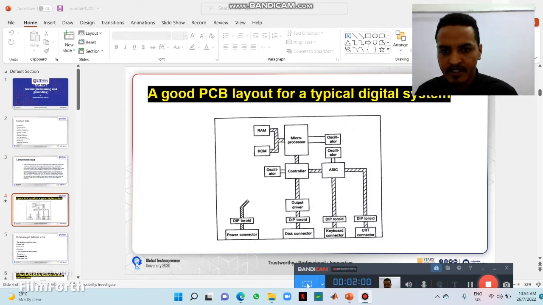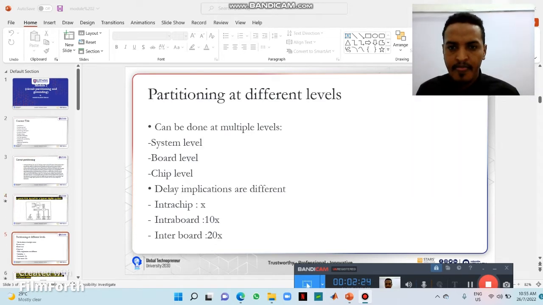And this picture shows a good PCB layout for a typical digital system. In this we have power, RAM and ROM, microprocessor, oscillator, controller, ASIC, driver output, DIP, and this connector, and the power connector. This is the PCB of a digital system.